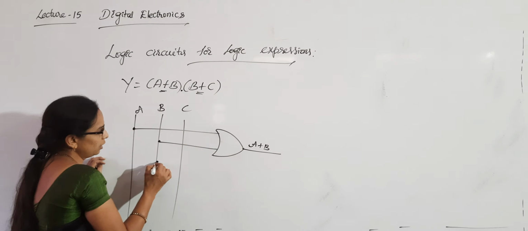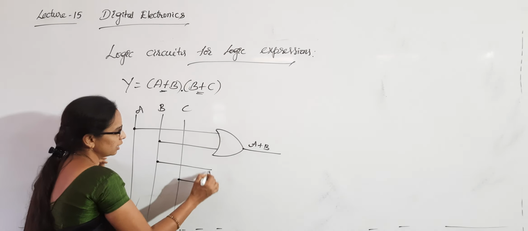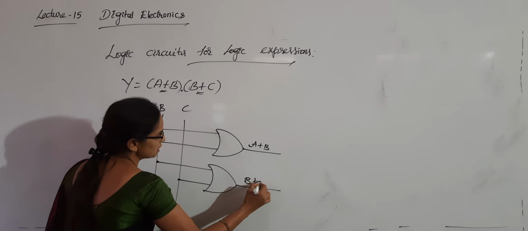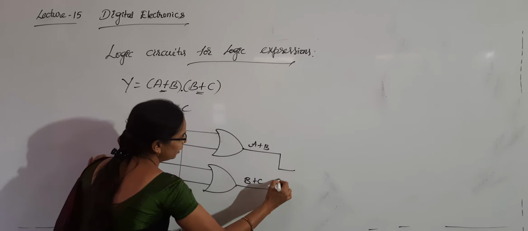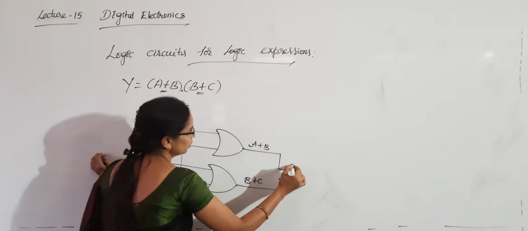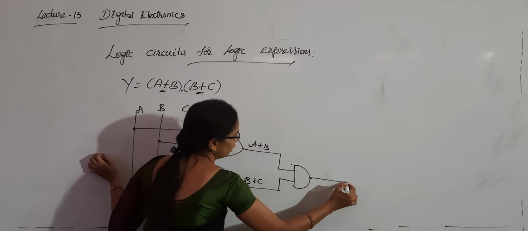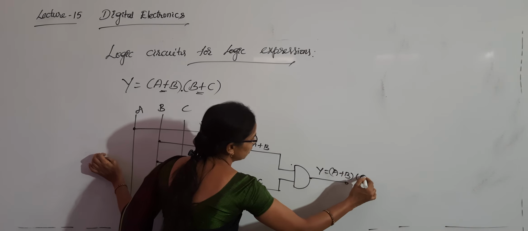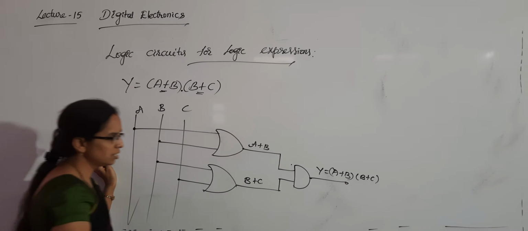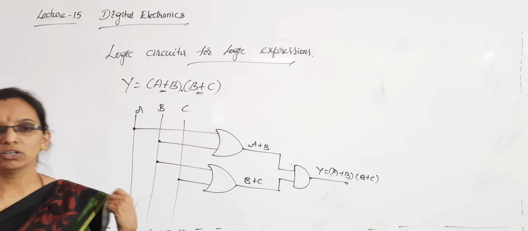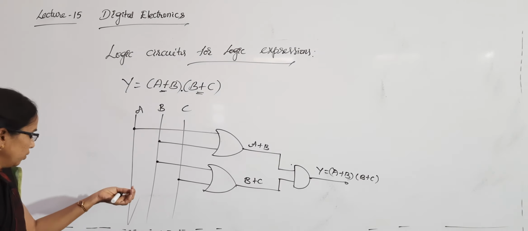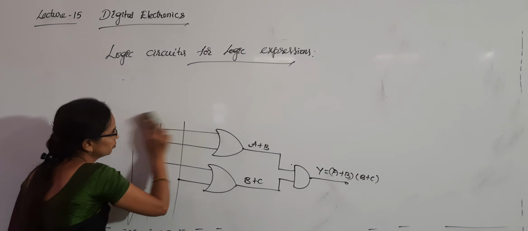I will take a connection from B and a connection from C, and it will be B plus C. I have to AND them because in between I need an AND gate. Y is equal to A plus B into B plus C it will be. This is how we will draw logic circuits for the logic expressions. Okay, and the last one I will do.